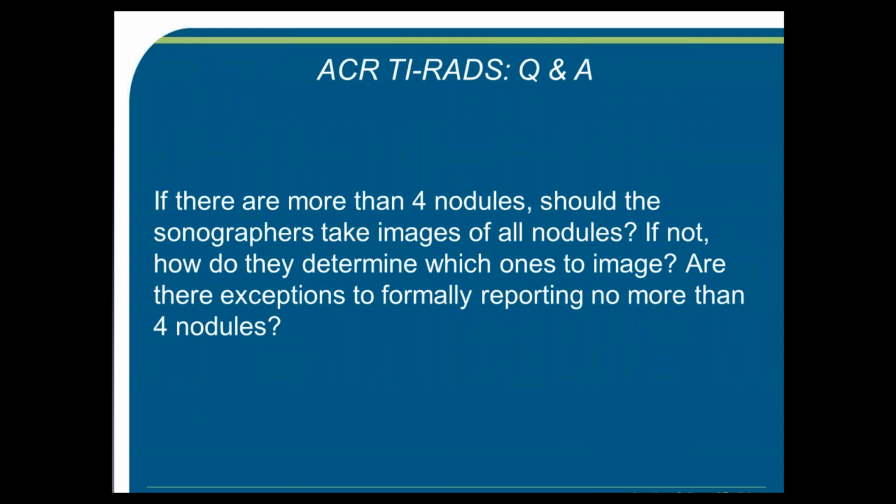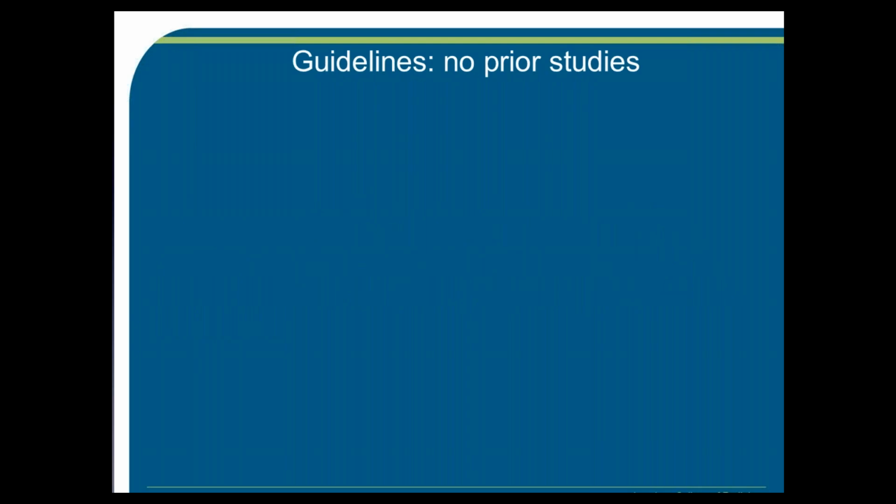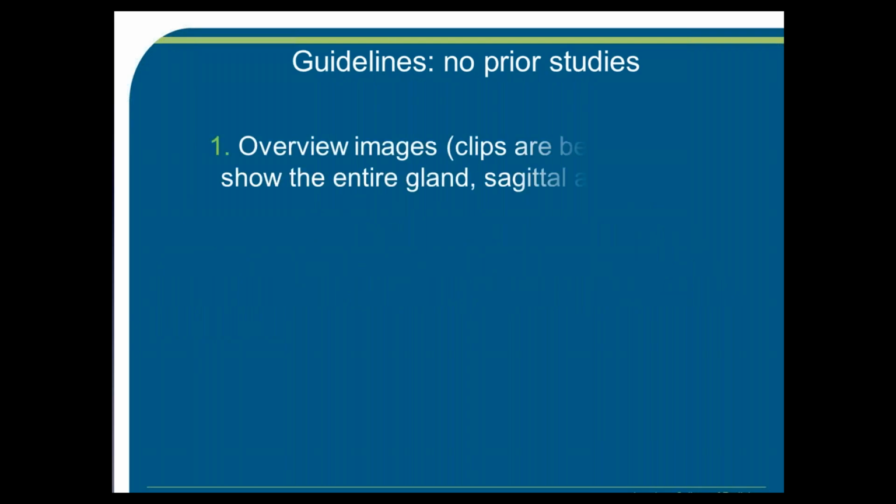Next question, if there are more than 4 nodules, should the sonographers take images of all of them? If not, how do they know which ones to image? Are there exceptions? I have 2 sets of guidelines on this for you. One, if there are no prior studies.